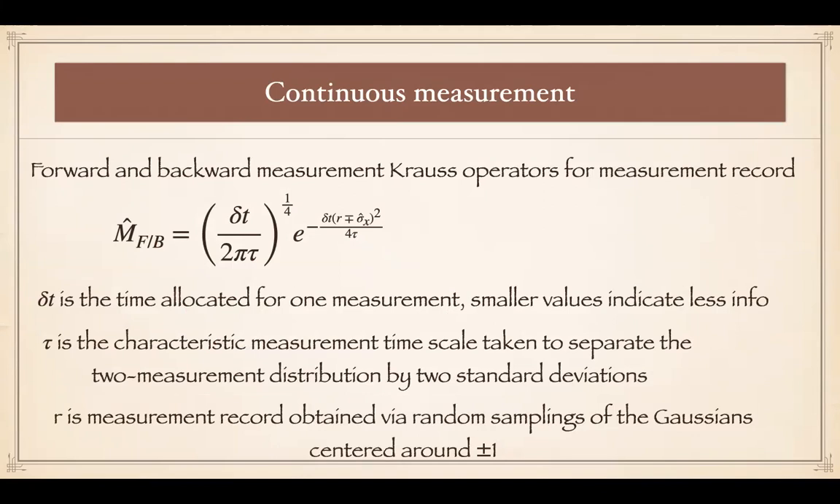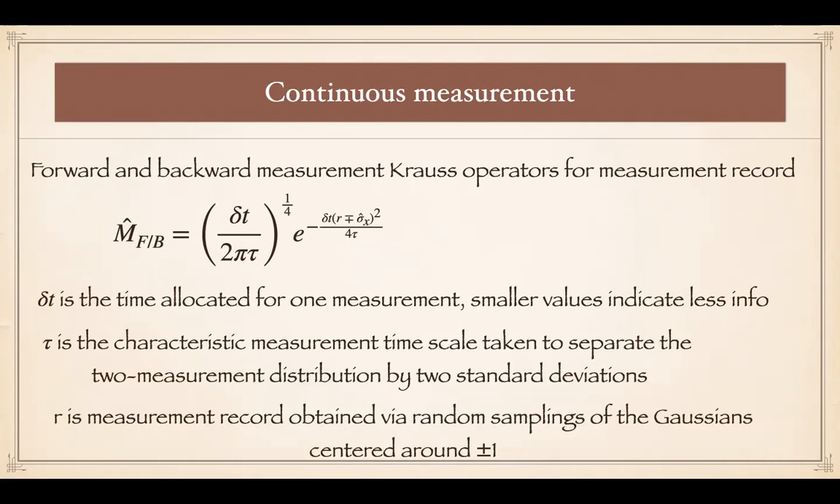Now we also do the same thing. The previous case was with discrete measurement. Now we expand this to the continuous measurement case. So we have forward and backward measurement given by the forward and the time reverse component of the forward. You do the sigma x to minus sigma x, or vice versa. And here delta T is the time allocated for one measurement.